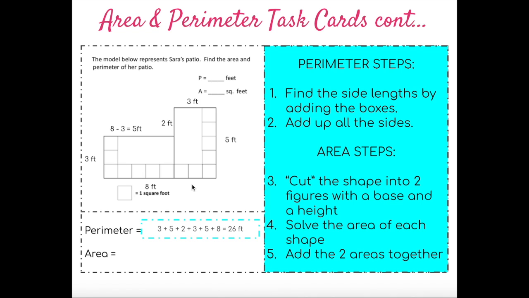The next step is the area. You're going to cut the shape into 2 figures with bases and heights. You're going to draw that line right here. One thing you may notice when you look at this figure is that the base of this figure is 3. The height, or the length, is 5. This figure's base is 3, and the length is 5. So there are 2 congruent figures. They are the same figure. You can find the area. 3 times 5 is 15 feet squared. It's the same for the second rectangle. You add those up together and you get 30 feet squared.